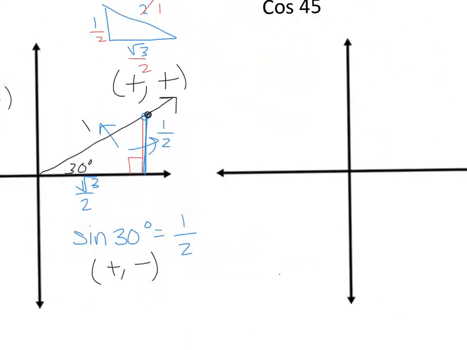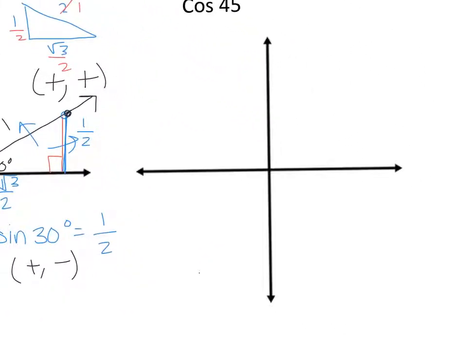So now let's try the cosine of 45. The first thing you're going to do is sketch a 45-degree angle. So a 45-degree angle is going up like this. Then you bring down your triangle, and your triangle needs to be perpendicular to the x-axis. Label your 45-degree angle. So remember that the hypotenuse is √2.